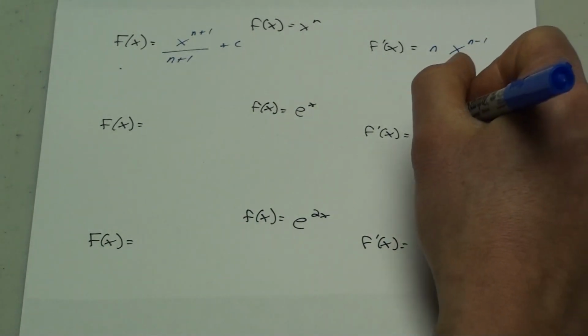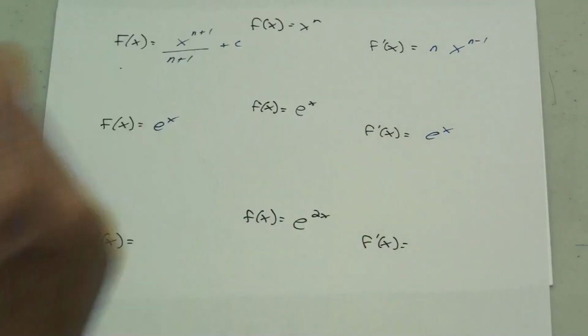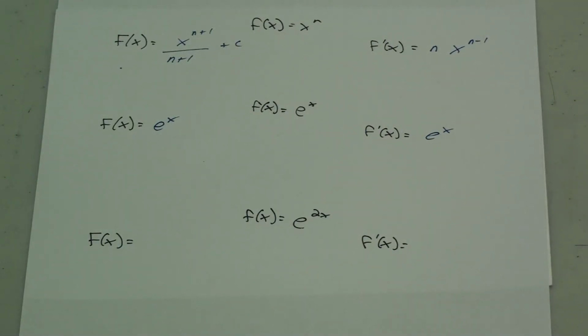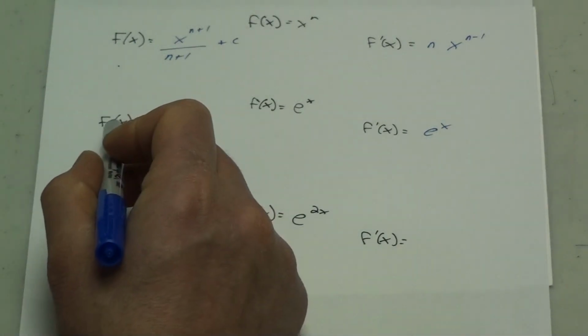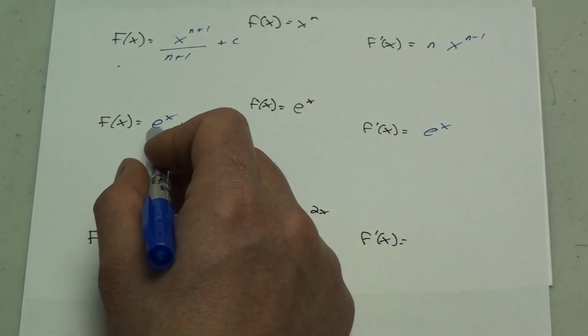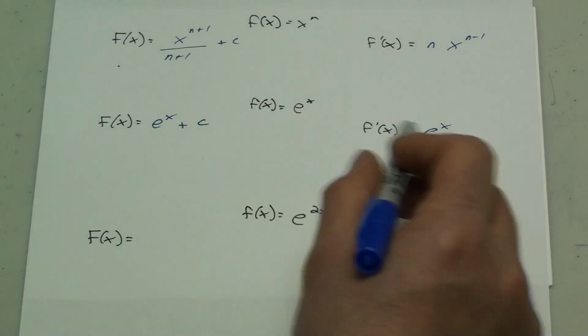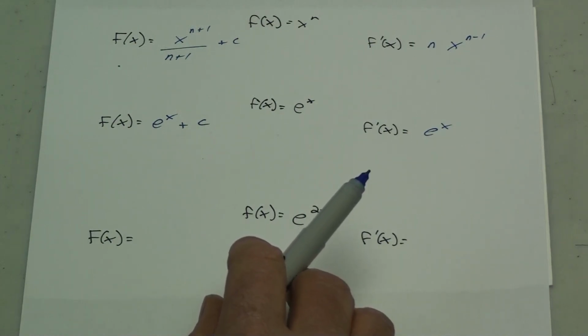Now, some other ones where you had e to the x. The derivative of e to the x is still e to the x. Well, so is the antiderivative of it. It would also be e to the x, but I've got a plus c. If I was to go from the antiderivative to the original, I do so by doing the derivative, and the derivative of e to the x is e to the x. The derivative of that is also e to the x.